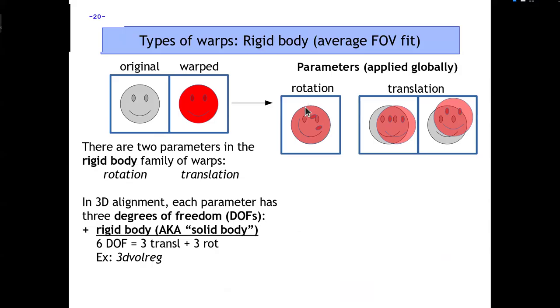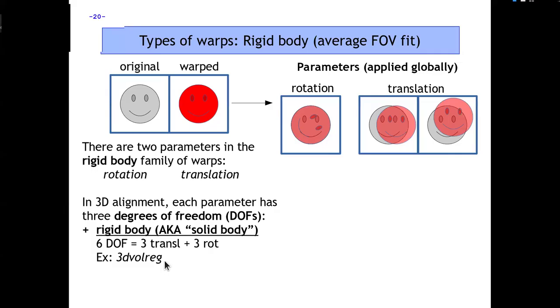So these can overcome simple differences between data sets like rotation. So I take one data set and rotate it relative to the other, or translation. We live in a three-dimensional world, so I have three axes I could rotate or translate, which leads to a total of 6 degrees of freedom. This is the kind of alignment that 3dvolreg does.